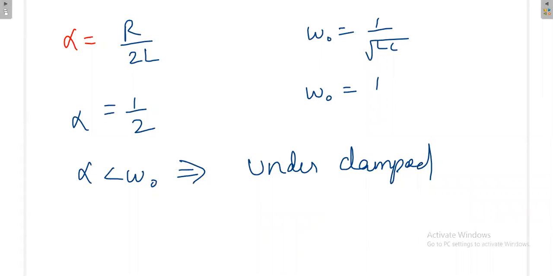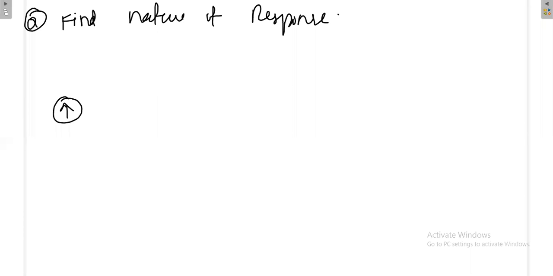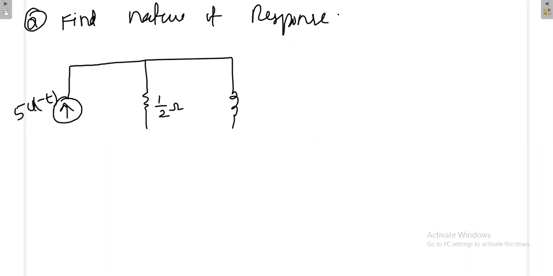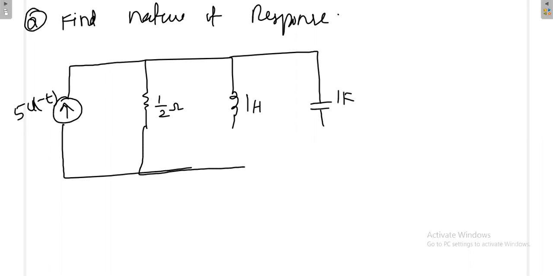Next question. Find the nature of the response. The circuit has a source 5u of minus t, 1 by 2 ohm, 1 Henry, and 1 Farad. The options are given like that.